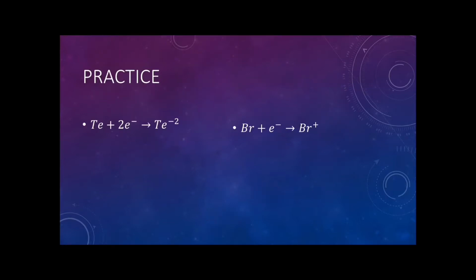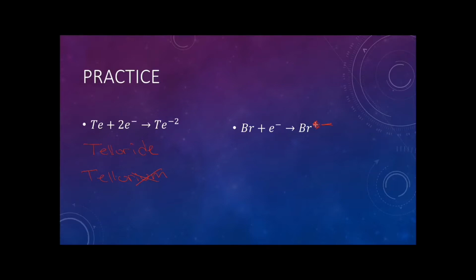Let's do some practice. So we have tellurium there. It looks like it's gaining 2 electrons to become a -2 ion, so we know it's an anion. So it's going to be telluride, because it is tellurium. We took off the IUM and added IDE.